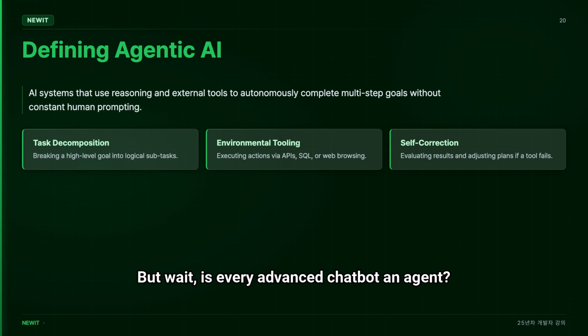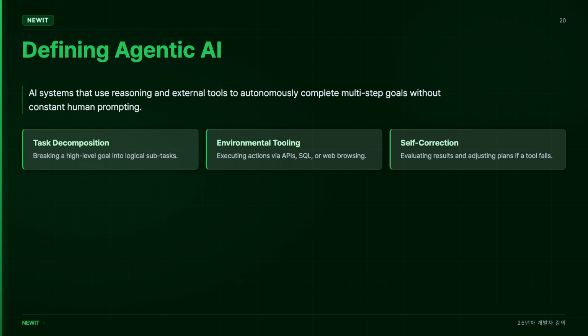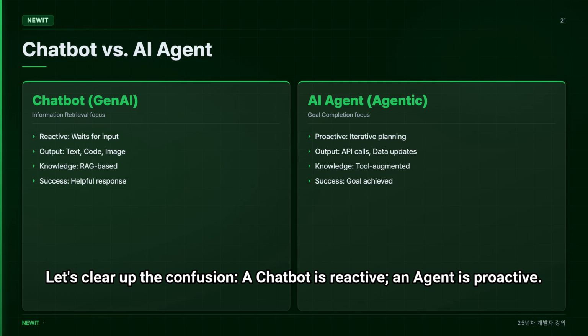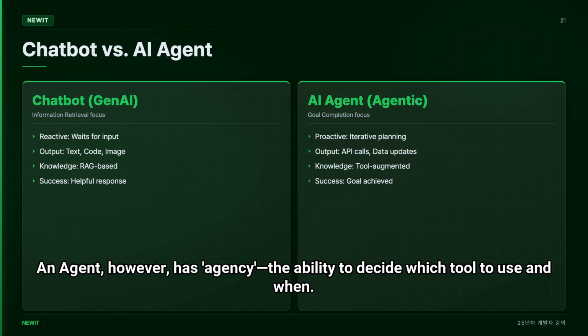But wait, is every advanced chatbot an agent? Many people confuse the two, and that's a dangerous architectural mistake. Let's clear up the confusion. A chatbot is reactive. An agent is proactive. A chatbot follows a linear conversation path, often using RAG to provide better answers. An agent, however, has agency, the ability to decide which tool to use and when.